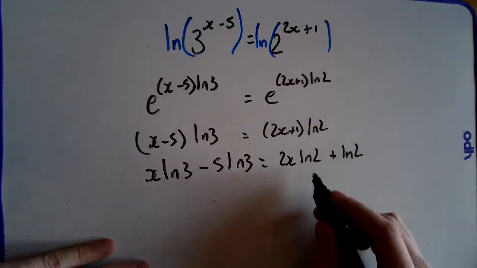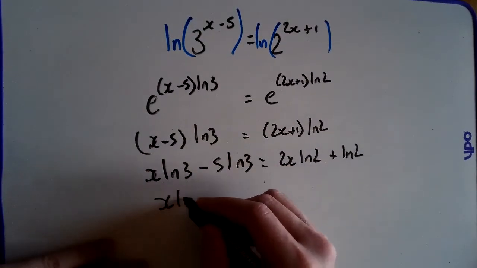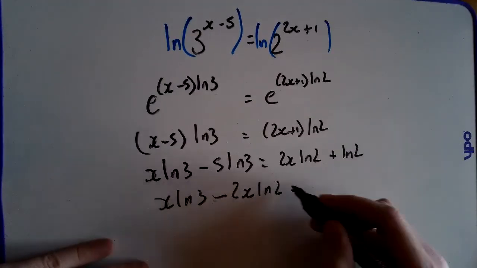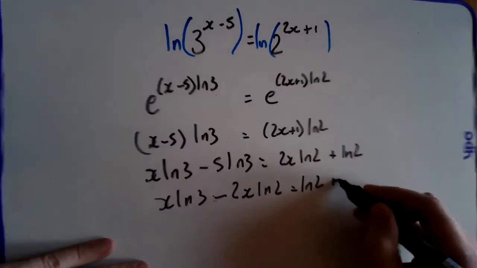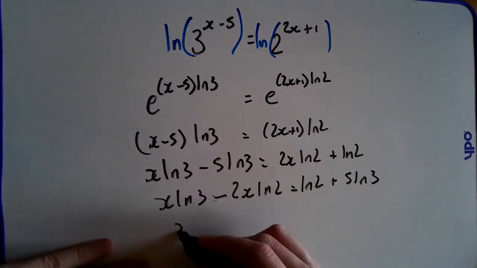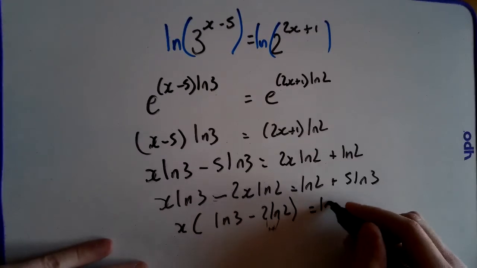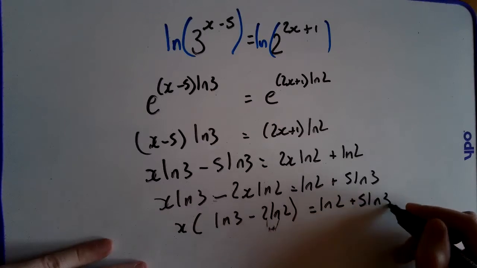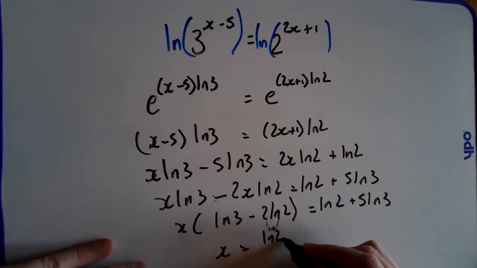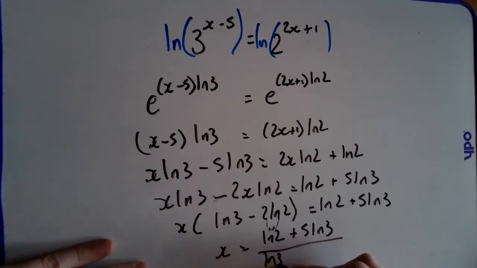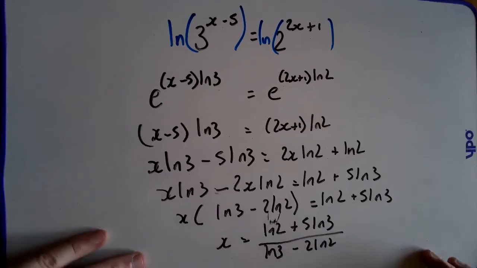All the x's on one side, so I want to take that to that side. So x ln 3 minus 2x ln 2 equals ln 2 plus that 5 ln 3. Factorize out the x. I said to factorize out the x, I just left one in. Very stupid. Then divide by that factor, so ln 2 plus 5 ln 3 over ln 3 minus 2 ln 2.